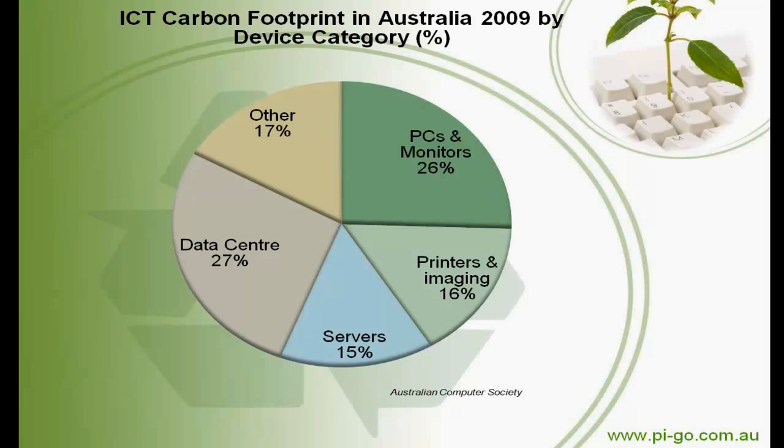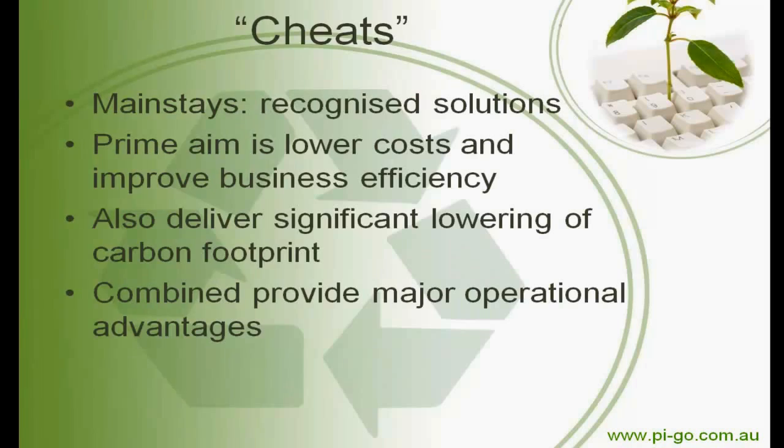And by doing this, we use what I call the cheats. These are proven technologies that have already been in place for many years and that are delivering significantly lower carbon footprints. It's also giving you major operational advantages, lowering costs and improving business efficiency. These 6 things should happen as mainstays of any ICT operation moving forward.